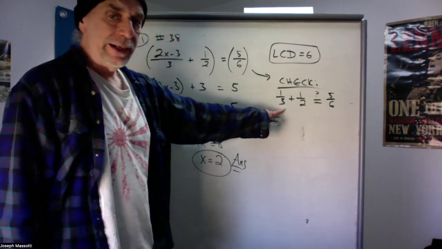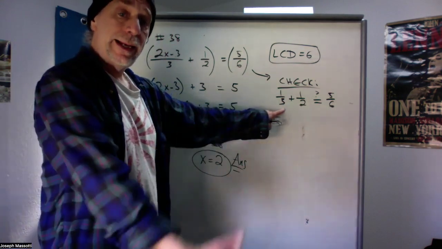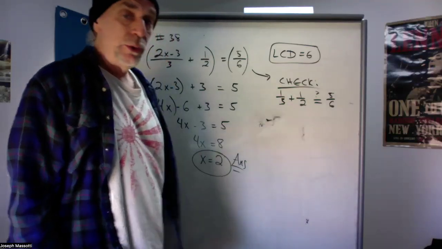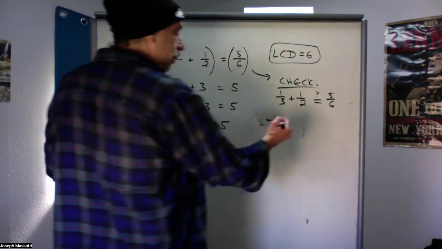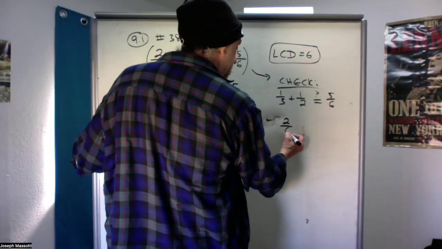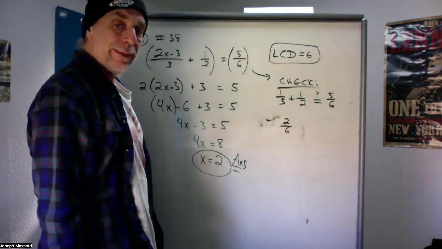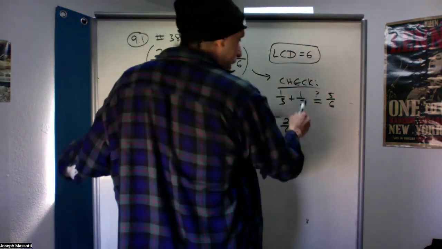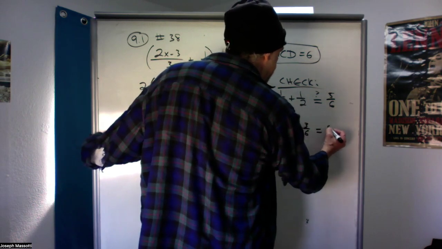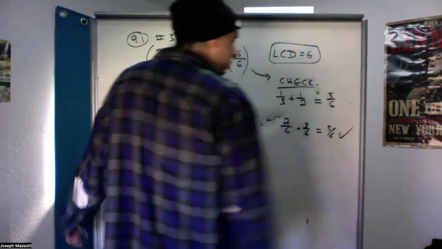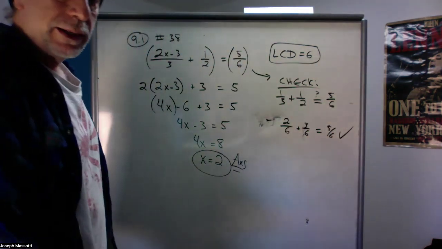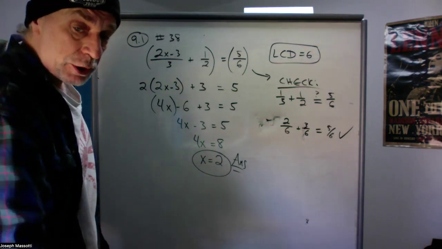2 does not divide into 3 evenly. So we take the next multiple of 3, 6. 2 and 3 both divide into 6. So I can write 1/3 as 2/6. Right? 2/6 is the same as 1/3. 1/2 becomes 3/6. Right? And that does equal 5/6. So we checked it. We know it's correct. And we move on to the next problem. All right, so that's section 9.1.